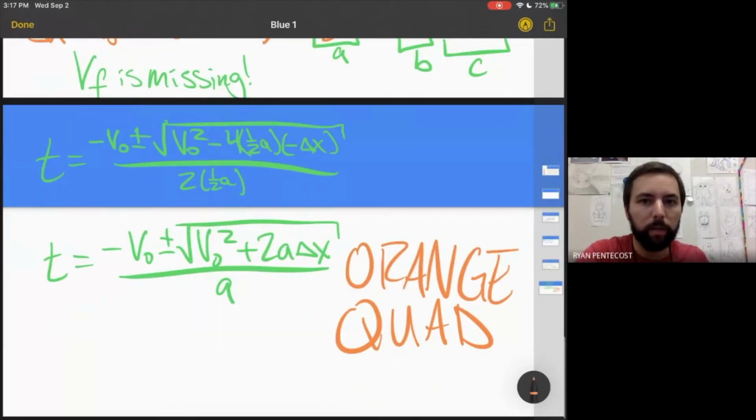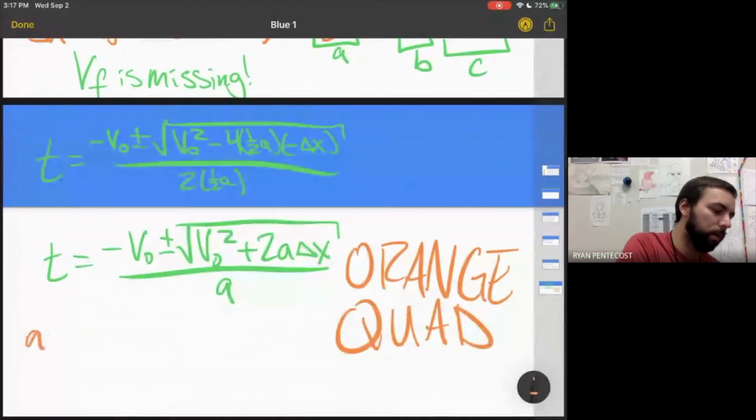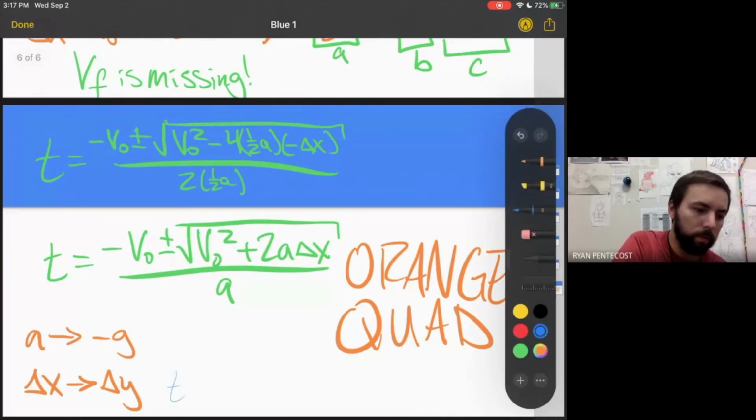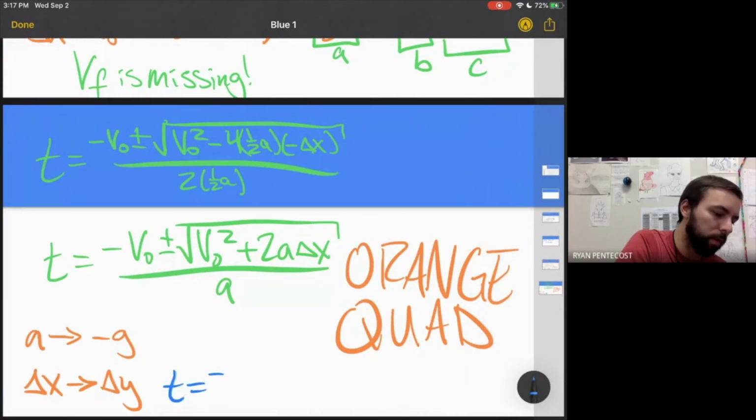Now, if we convert that to blue, things get messy. Because remember, everywhere you've got an a, that's got to go to negative g. Anything you've got a delta x, that's got to go to delta y. So your blue quad, if you choose to use blue, whoops, hit the wrong pin. Okay, so we've got t equals negative v naught plus or minus the square root of v naught squared minus 2g delta y all over negative g.